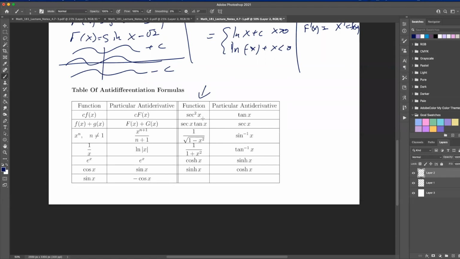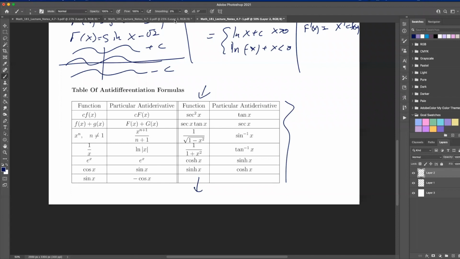If my function is secant squared x, I get tangent. These are just, and you know this list could go on, right? So usually, if you're given a function, you know its derivative, you can just use whatever function's derivative and flip it backwards, if that makes any sense. Okay. So here's a little table. Keep this handy. You're gonna want it.